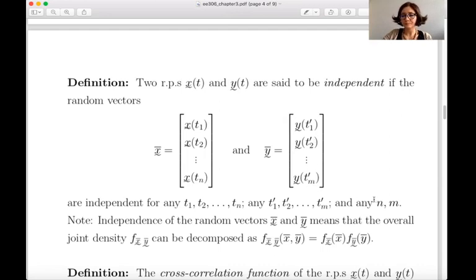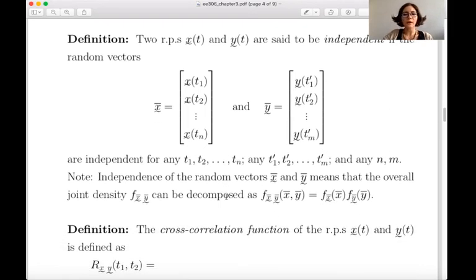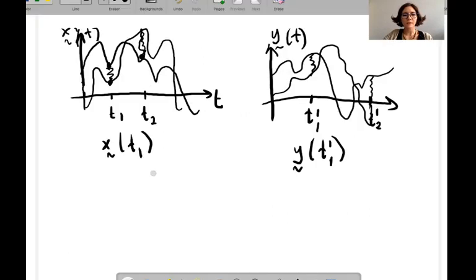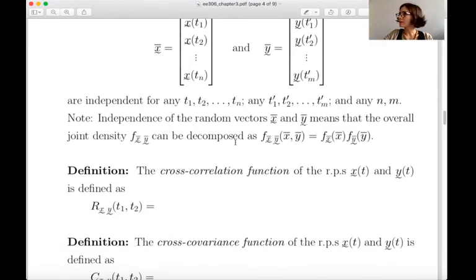By the way, the statement should also be valid for any value of n and m. So you should be able to put as many random variables as you want in this vector and in that vector. As you see, this is actually quite strong. It is stronger than saying that the random variable x evaluated at some t1 and the random variable y at some t1 prime are independent. It's not sufficient to say that this makes these two random processes independent. You should be able to say that for as many combinations of random variables as you want. So this is how we define independence of random processes.